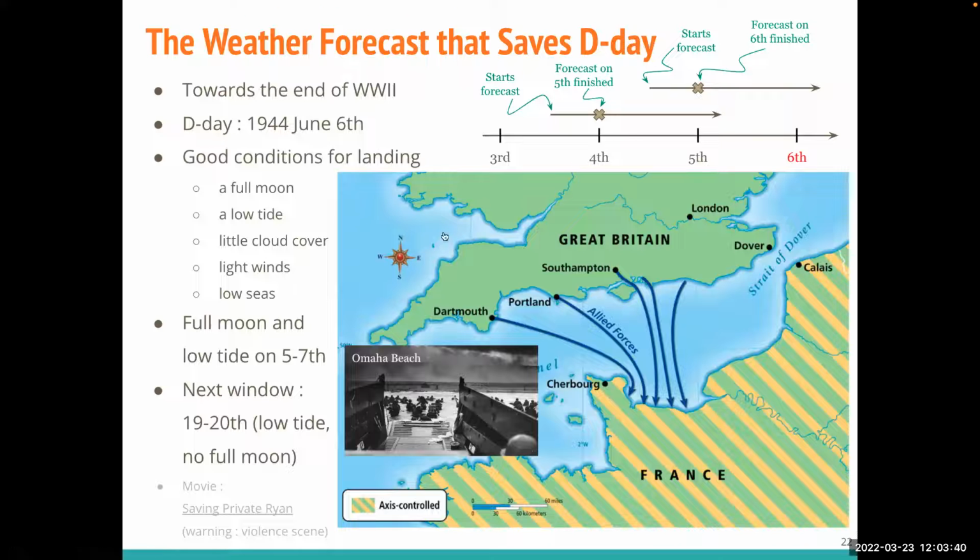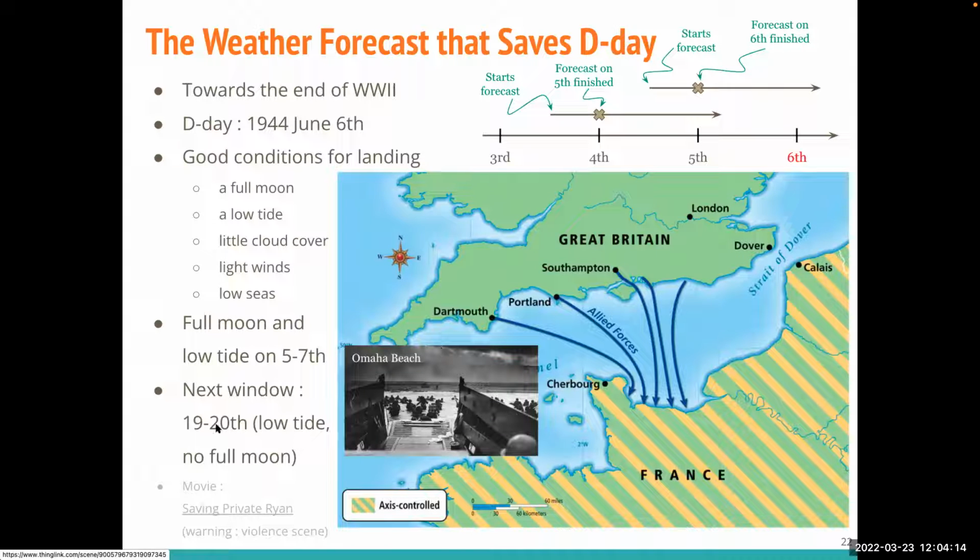Why were they so fixated on this period? Because they needed a full moon, they needed the light, right? They needed low tide, and they needed light wind and low seas. Some of the things they already knew, right? The tidal wave was very much known at that time. But little cloud cover, that's something they didn't know. They needed to do weather forecasting because they wanted to get Europe back.